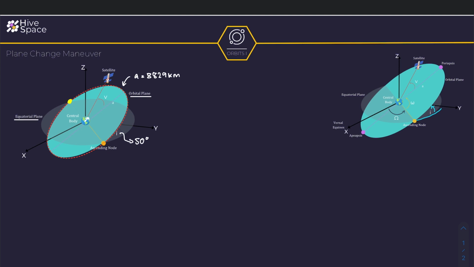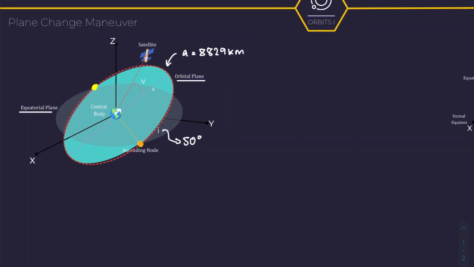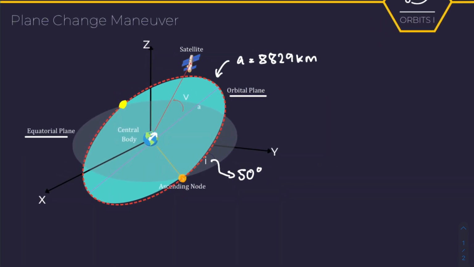This is a single burn maneuver, and it must be carried out at the intersection between the initial orbital plane and the desired orbital plane. Typically this means it's carried out at the ascending node of an orbit, because it means we can save the most propellant. So let's start with an analytical solution.